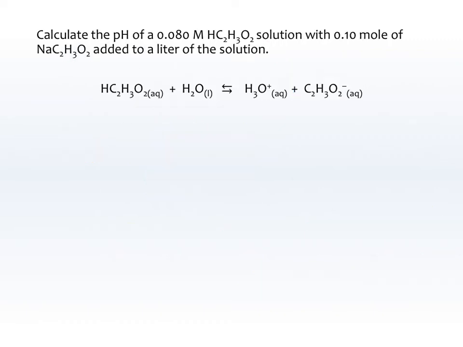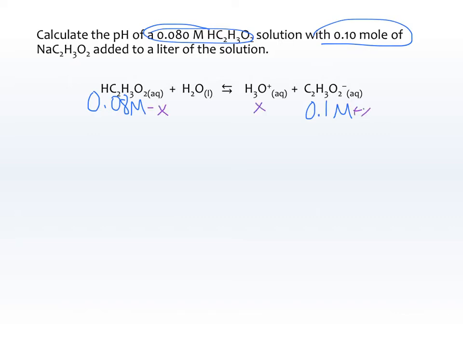So now we have the same solution, except this time it's a 0.08 molar acetic acid with 0.1 mole of sodium acetate. And since it's in 1 liter, that 0.1 mole is the same as 0.1 molar. And since the sodium is a spectator ion, it's left out of the reaction completely. So we'll have the same thing with minus X, plus X, plus X, and the same thing with assuming that X is negligible.